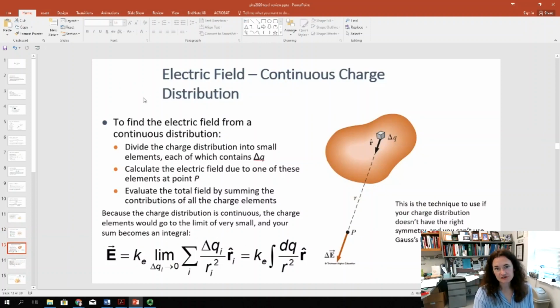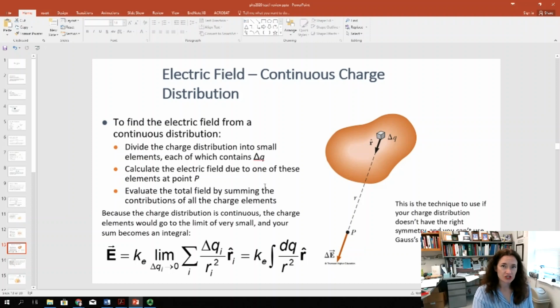If you're finding the electric field from a continuous charge distribution, there are a couple of different ways to go about it. One way is Gauss's law, which we'll discuss later, but the other way is to directly integrate over the charge density and find what the field is like at some point, here labeled P.